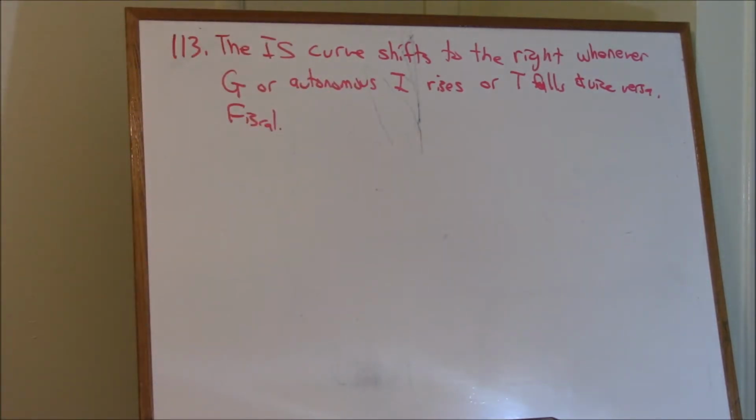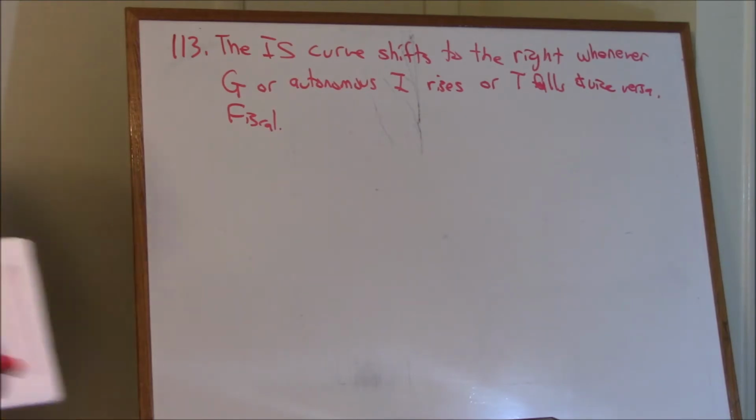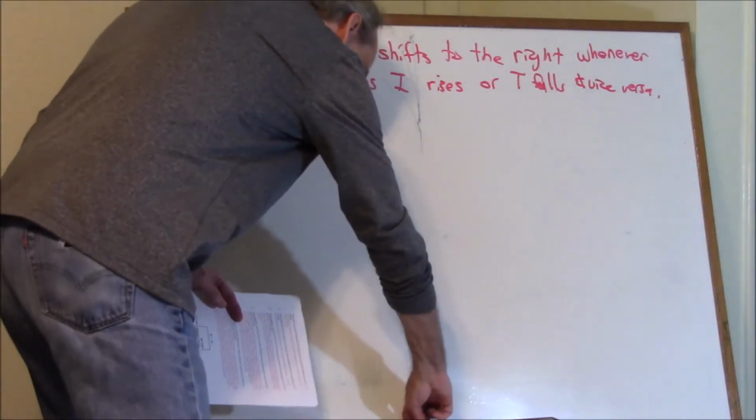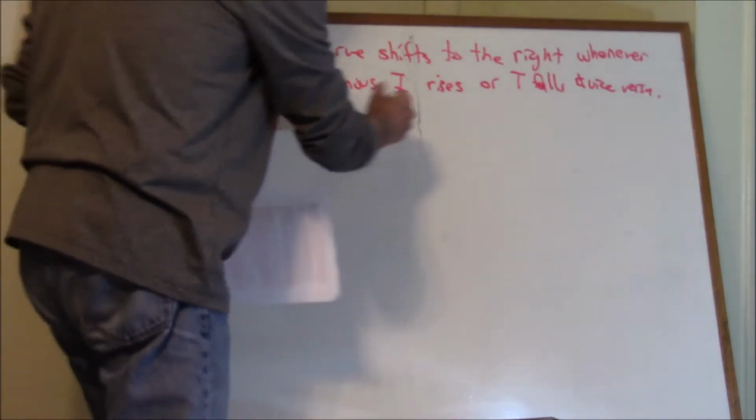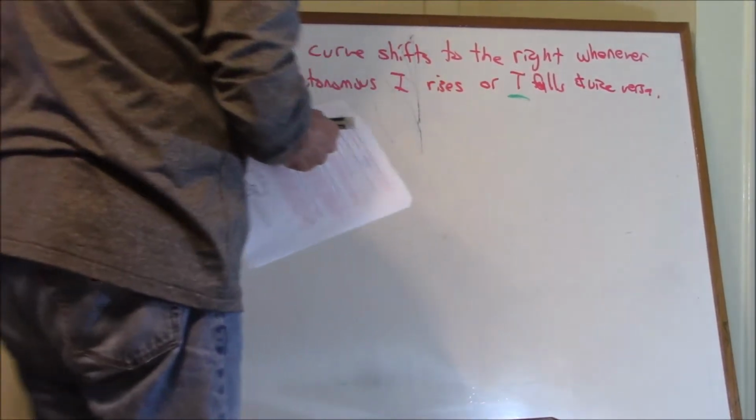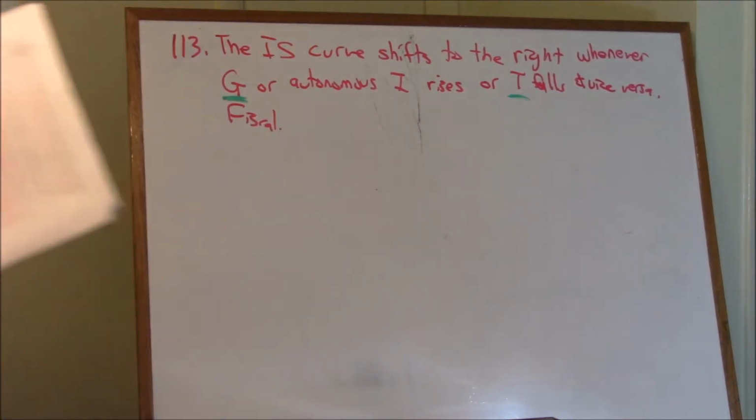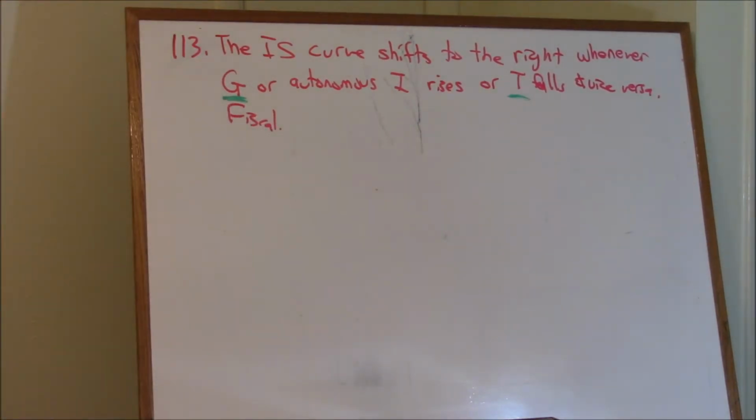And then the second part of the question was, what sort of policy is it generally used to represent? Fiscal policy. That's why we've got fiscal policy, because we've got government spending and taxation, all right? So whenever we change government spending or taxation, we shift the IS curve. Let me show you why.